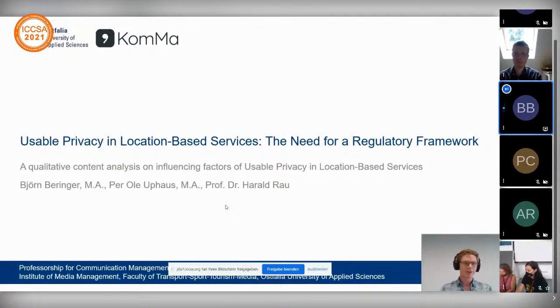Thank you very much for having us. My name is Björn Beringer. I am from the Westfalia University of Applied Science. Next to me is my colleague Per Hufhaus. We are presenting our study entitled "Usable Privacy in Location-Based Services: The Need for a Regulatory Framework." This study originated from my master thesis and is an example of how students' work is connected to our research in our communication management department.